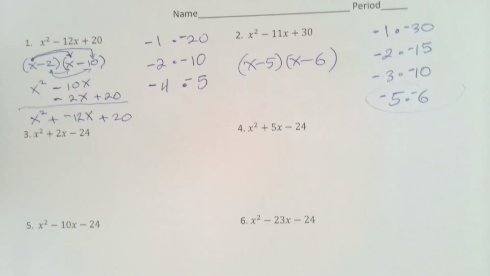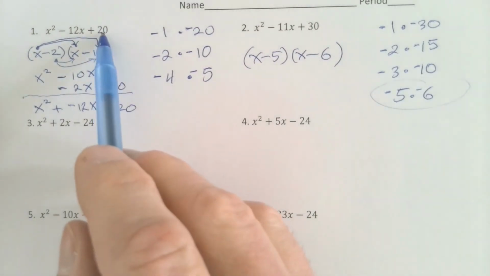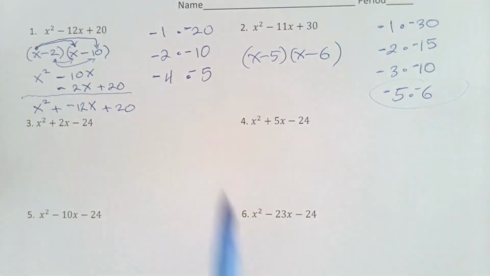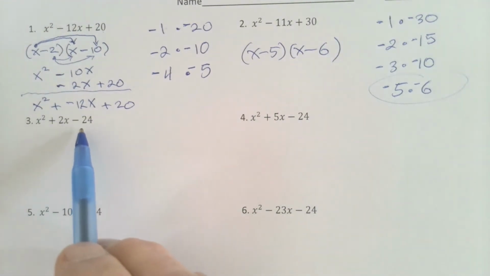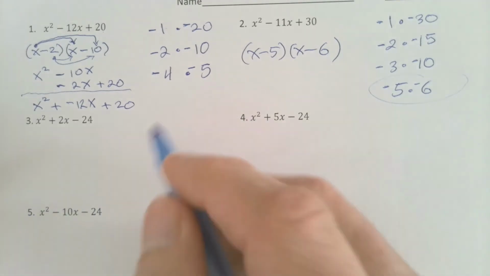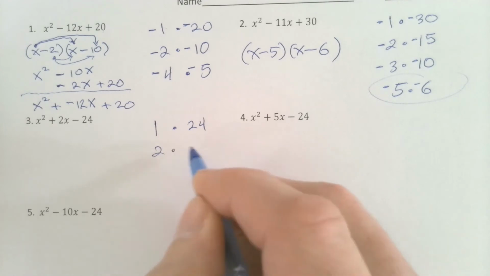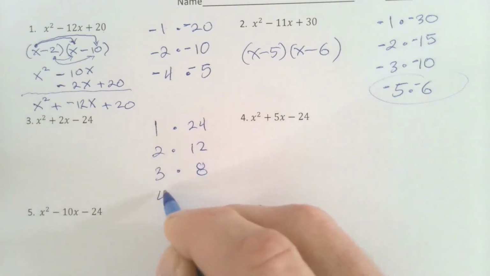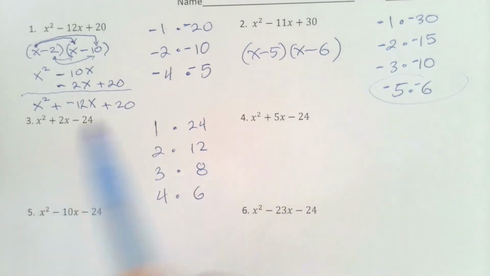Now, this problem 3 is different compared to problems 1 and 2. Both of these needed negatives, but they both ended with a positive. Here 20, here 30. And when I made my list, I put negatives everywhere. Well, look at problem 3. It ends with a negative 24. Okay, the numbers that multiply to make positive 24 are here. 1 times 24, 2 times 12, 3 times 8, and 4 times 6. But if you're trying to make negative 24, you need negatives on one side only.